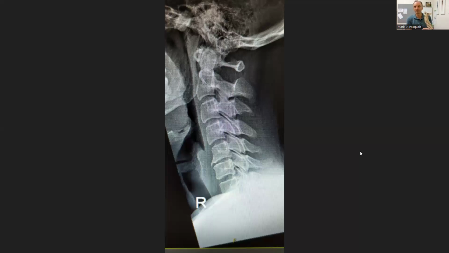There you have it, a short snippet on how important it is to keep the vertebrae in the neck and also the rest of the spine aligned correctly.